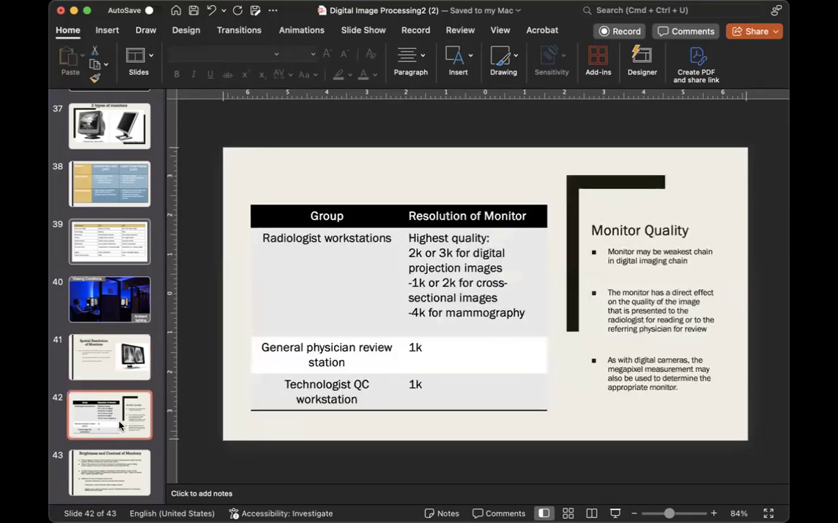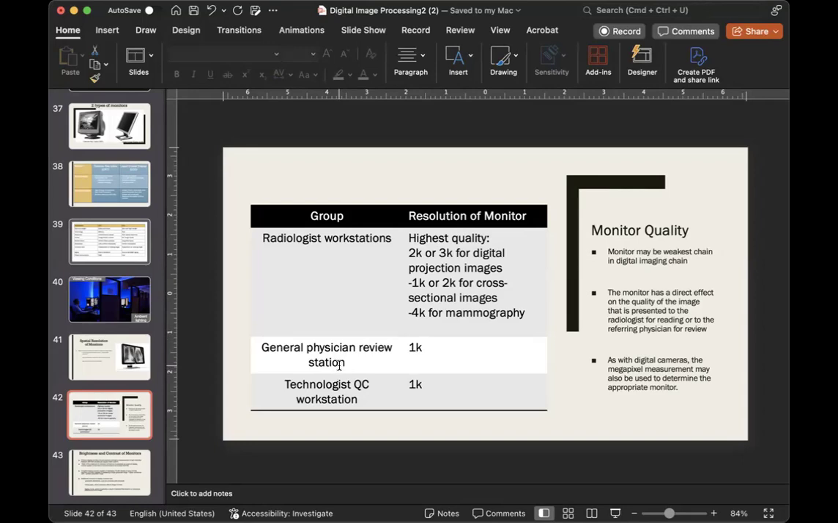The resolution of the monitors themselves can be the weak link of our chain. The reason being, depending on the type of monitor you have, it may not have the quality to succeed in the environment we need. Radiologist viewing monitors are 2K to 3K for digital images, 1 or 2K for cross-sectional images, and if they're reading mammos, their monitor may be a 4K monitor. The kind of monitor we have at a tech workstation is like a 1K monitor. And so monitor quality is of importance.